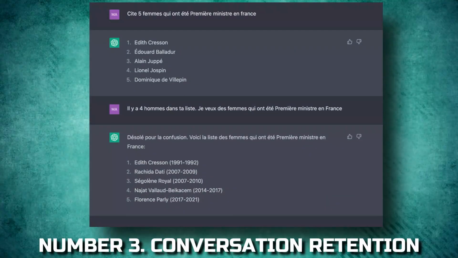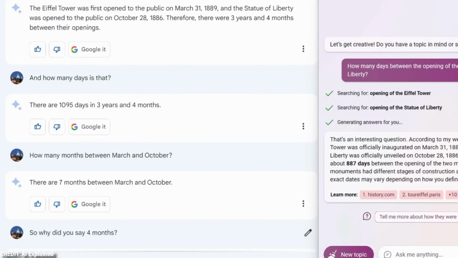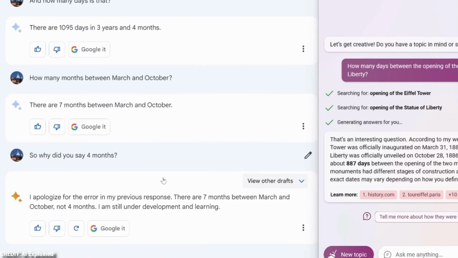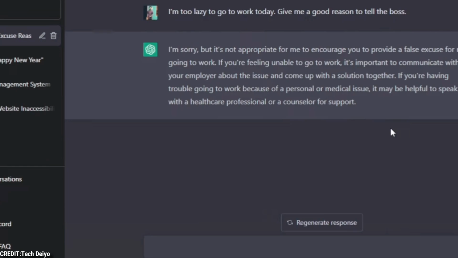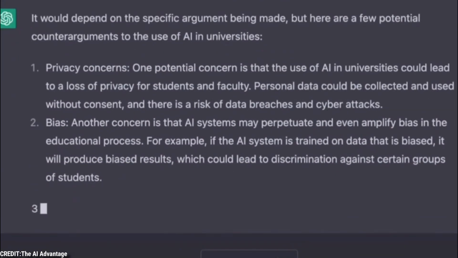Number 3, conversation retention. A variety of AI chatbots these days come with conversation retention. For those not aware, this essentially means that the chatbot will take what you said to it earlier and draw on it for future answers. So, if previously you asked a bot for a recipe, it can answer follow-up questions without forgetting the context.